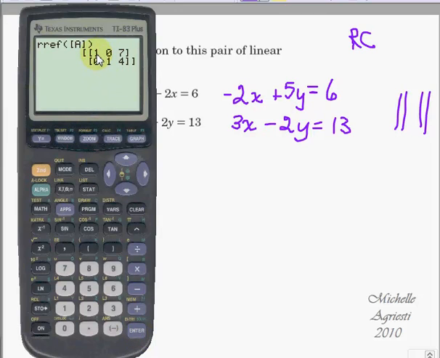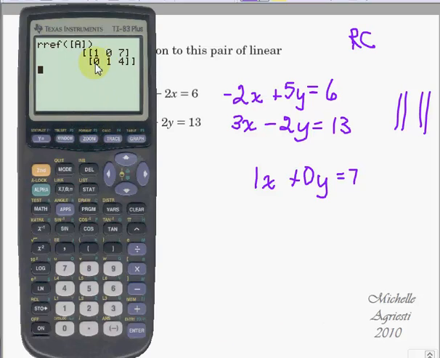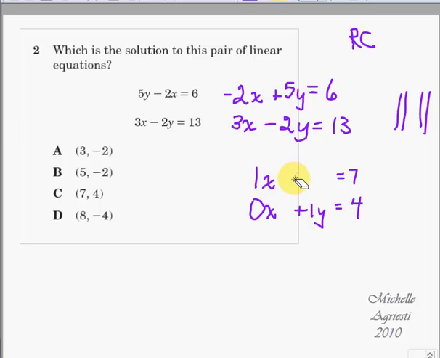So now this means 1x plus 0y equals 7. So let me write that down. 1x plus 0y equals 7. And on the next row, 0x plus 1y equals 4. Well, we can get rid of this 0y, and we can get rid of the 1, x equals 7. We can do the same here. Y equals 4. There's the answer.